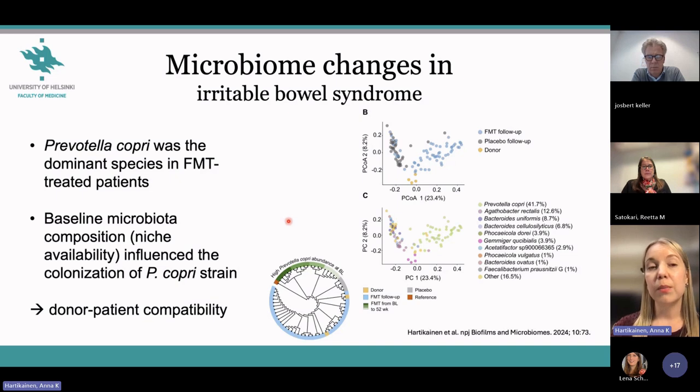However, we also saw that the baseline microbiota composition, so this niche availability, had an effect on the colonization of this strain. Patients who had high Prevotella copri abundance at baseline were dominated with their own strain throughout the whole 1-year follow-up. However, patients who did not have that high Prevotella copri at baseline clustered with the donor and were dominated with the donor strain. So, as already mentioned, this donor-patient compatibility definitely plays a role in FMT.